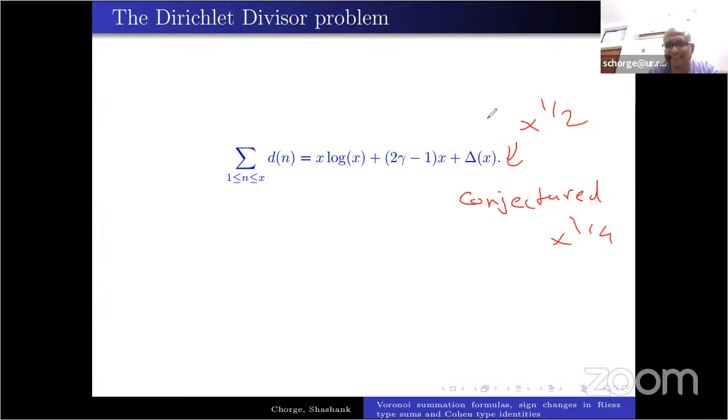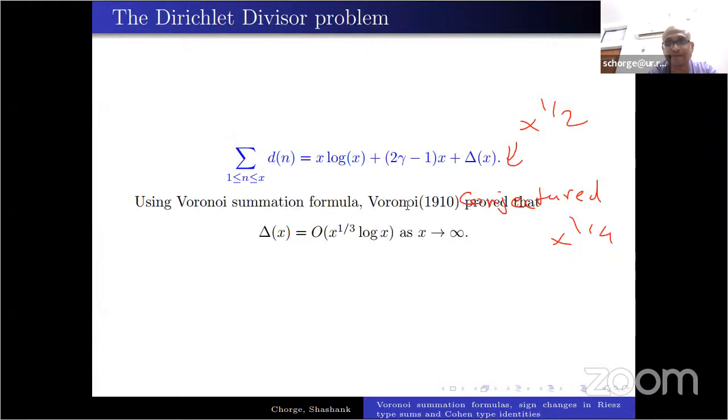So is there any way to improve this error term? Improving this error term was extremely difficult till Voronoi gave his summation formula. Using that summation formula, he proved that the error term can be reduced to x raised to 1/3 log x as x goes to infinity. Of course, the conjecture is still open. It hasn't been settled because it is still far from x to the power 1/4.